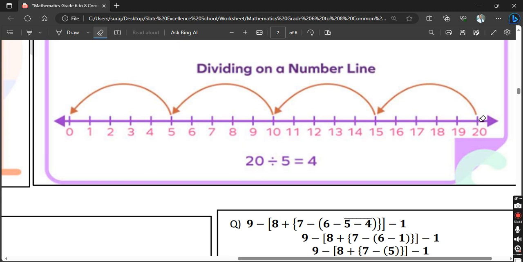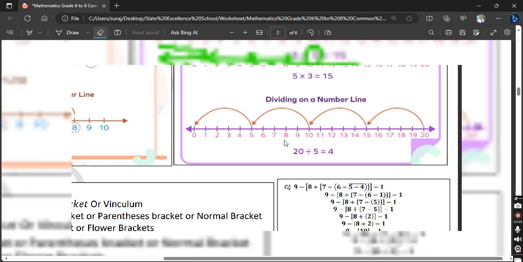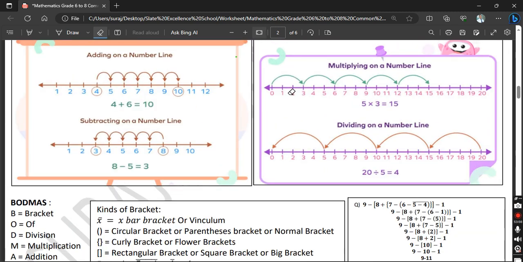So they set one position. What is my starting position? 20. After that they moved 5 back. How many times? 5, 5, 5, 5 till they reach 0. This is the process to divide. I hope that you understood.